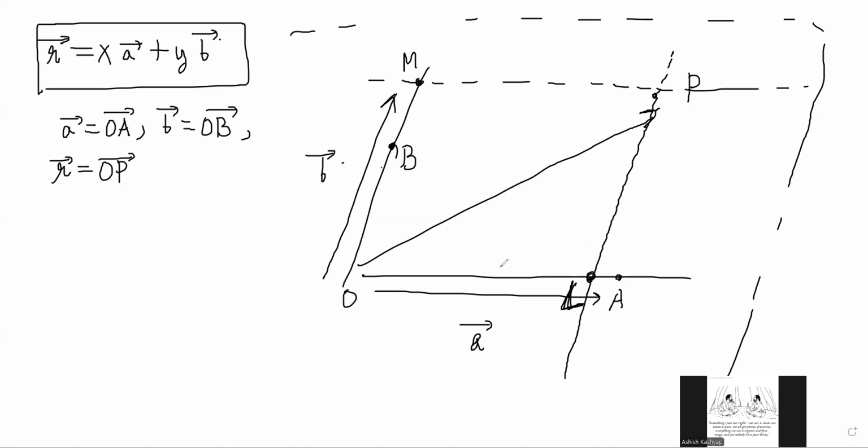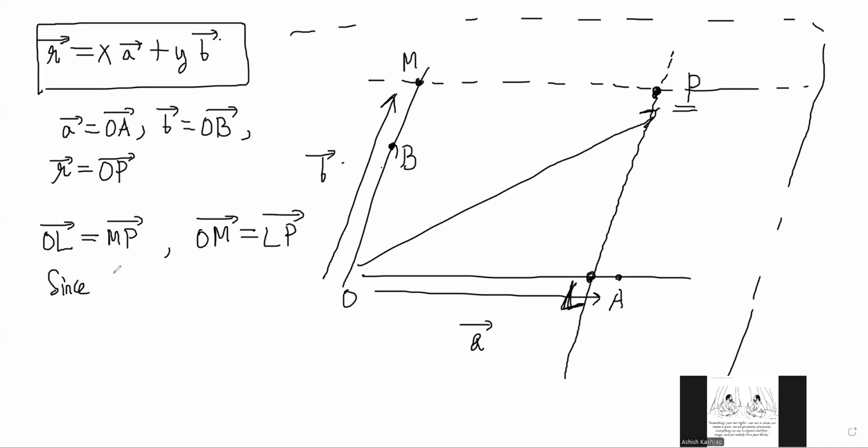How did I make this parallelogram? Through the point P, which was given, I drew two lines, one line parallel to B vector and one line parallel to A vector. And obviously that makes it a parallelogram. So in this parallelogram, we can see that OL is equal to MP vector. And we can also see that OM is equal to LP vector, because opposite sides are equal and parallel in a parallelogram, right?